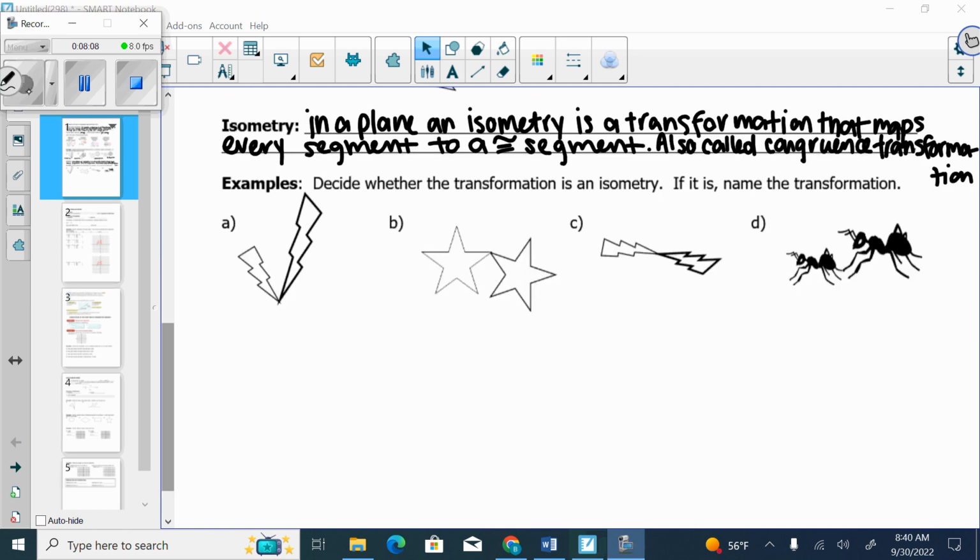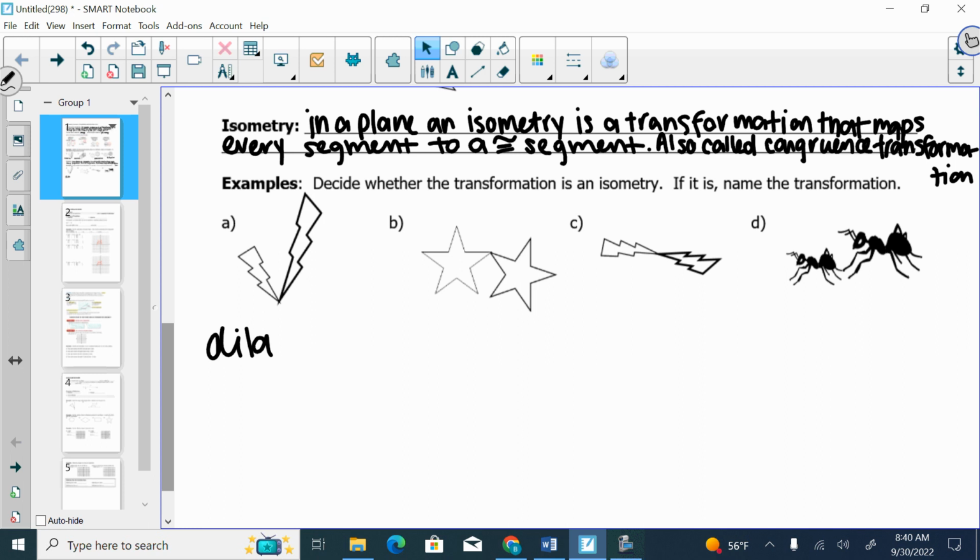Okay, on A, did that one show isometry? No, because that was what type of a transformation? Good. All right, what about the stars? Did that one show isometry? Yes, because it was what type? Good. Okay. It could be that they just rotated it. Could it also be something else? It could also be reflection, right? If I folded it right here along this line, everything could match up, right?